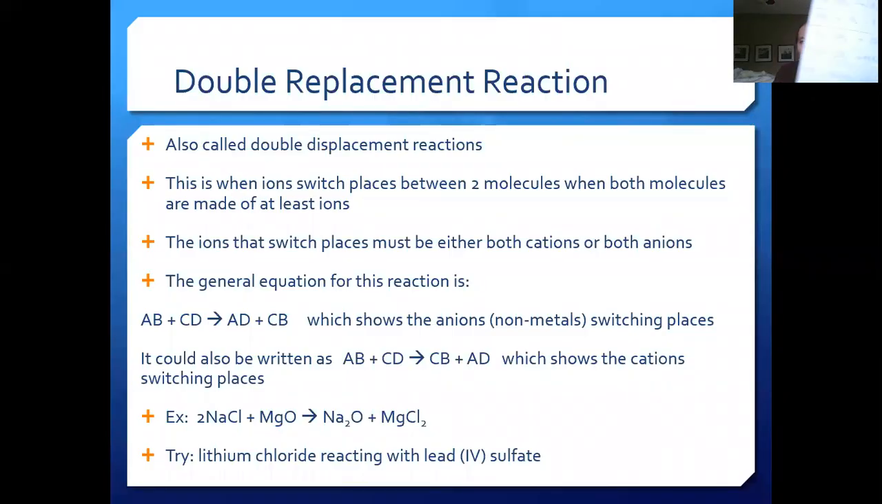Okay, so for that one, you should get that as your answer. So we have lithium chloride reacting with lead sulfate. And then again, swap places with our metals, we will end up with lithium sulfate and lead chloride. Again, don't forget to cross your charges.